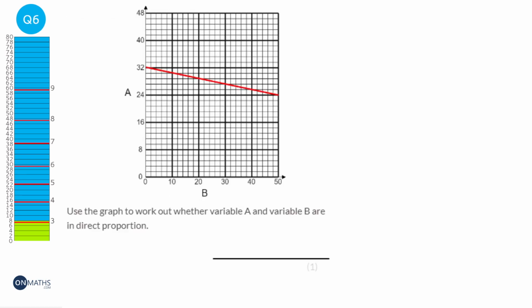There are two rules for things to be in direct proportion. The first rule is you must have a straight line, which we do on this question. The second rule is it must go through the origin. So we're looking for a line like this or like that, somewhere in that region there. Now this red line does not go through the origin, so A and B cannot be in direct proportion.